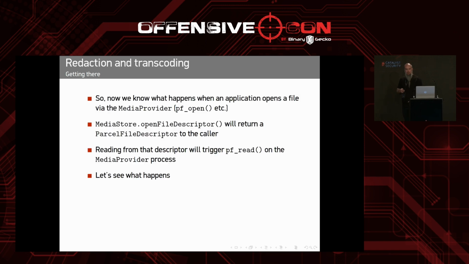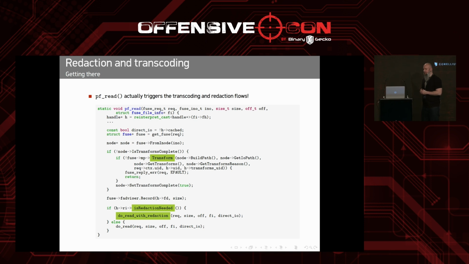OK, so far so good. Now we know that when an application opens a file under the SD card, the media provider is notified. It will fetch the list of redacted ranges, and it will inform the transcoding helper. But we said that in order to block the kernel, we need to insert delays during the pfread. So let's see what happens when we do pfread, when we actually read from the opened file.